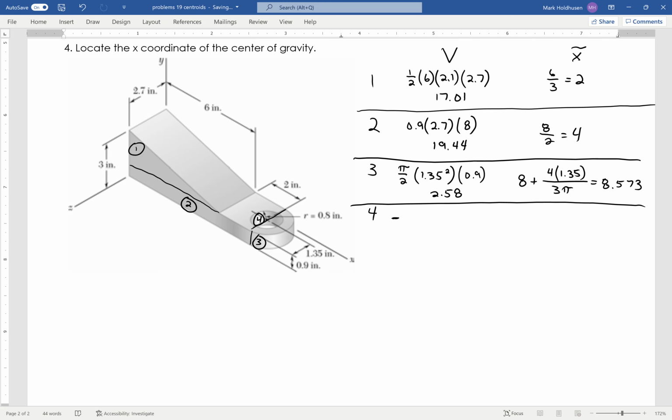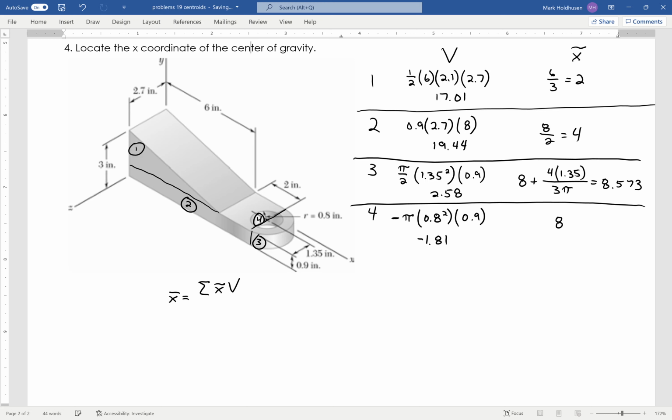Okay, and that is just going to be pi r squared times the thickness as well, where r is 0.8 here, and the thickness is 0.9. That's the volume of a cylinder, which is basically what a hole is, and that gives me a volume of negative 1.81. And the location of that is right at the center of that, which is given to me, and it's 8.